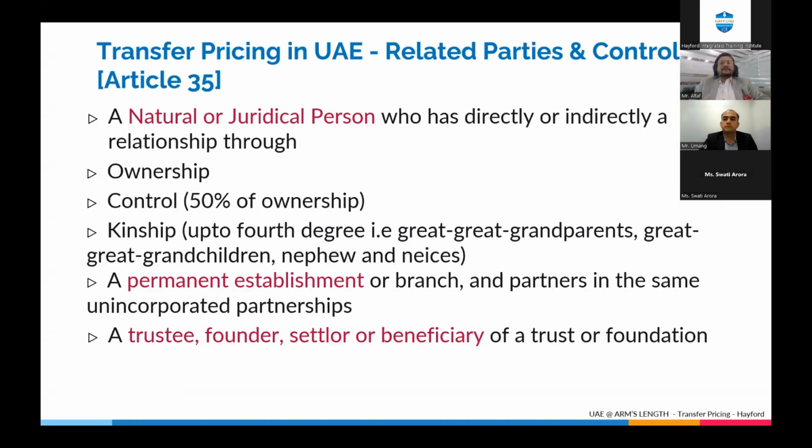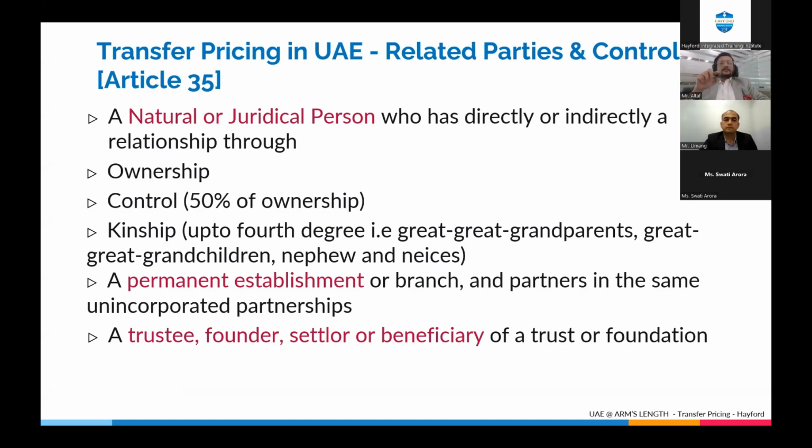There can be a pre-existing relationship between related parties, or in the course of events, it can turn out to become a situation where one party has now become a related party of the other. Now, this is a little further discussion on Article 35, which addresses related parties and control.